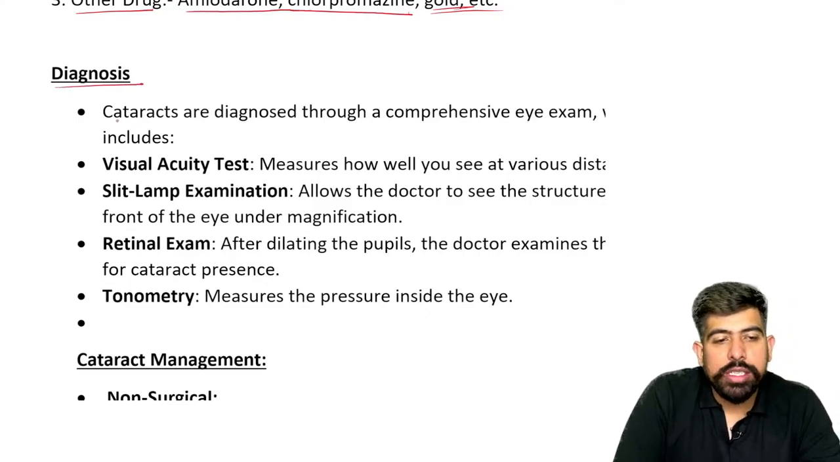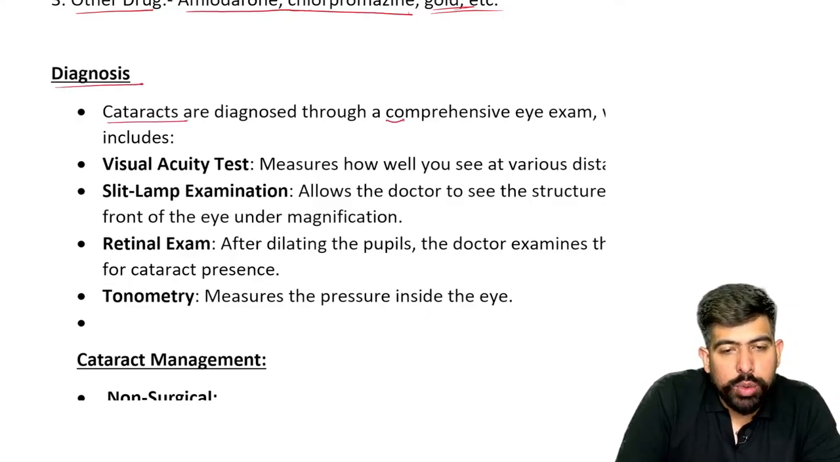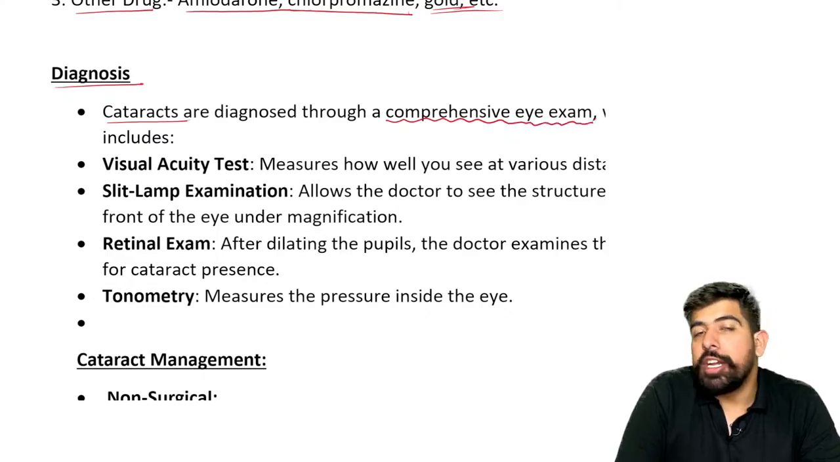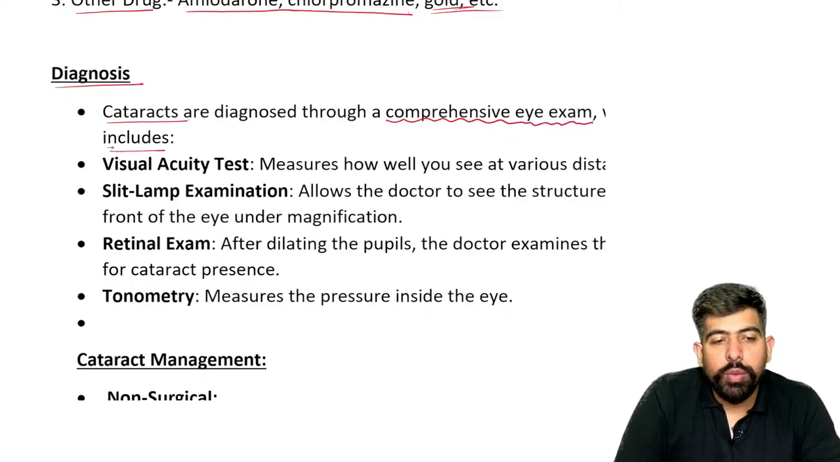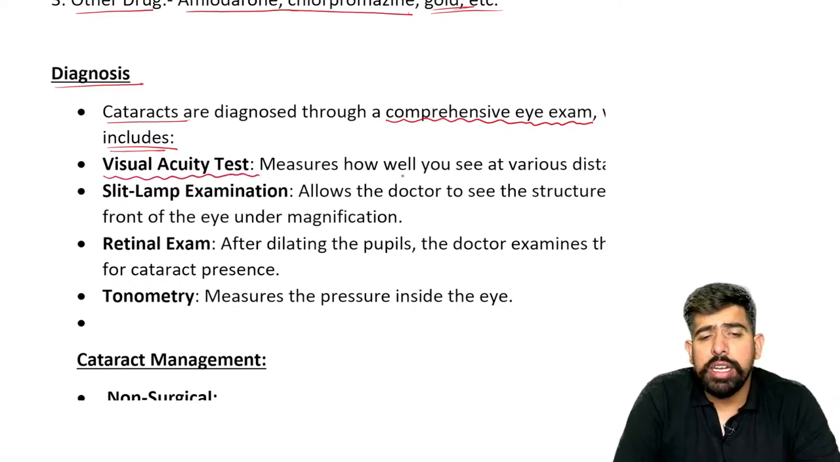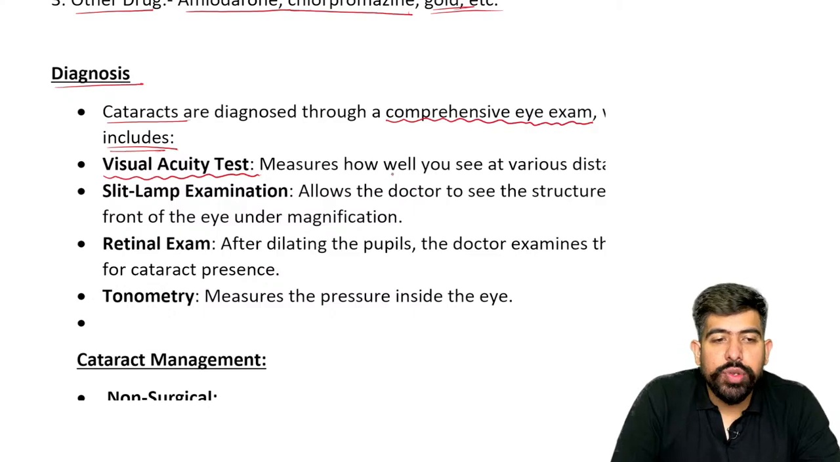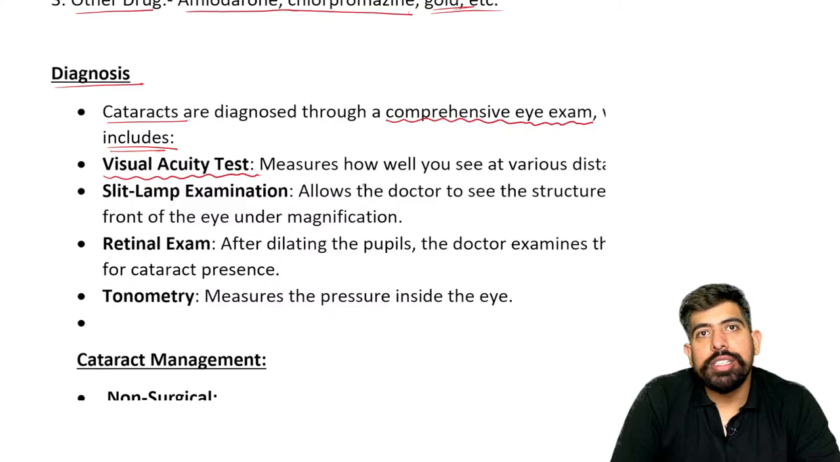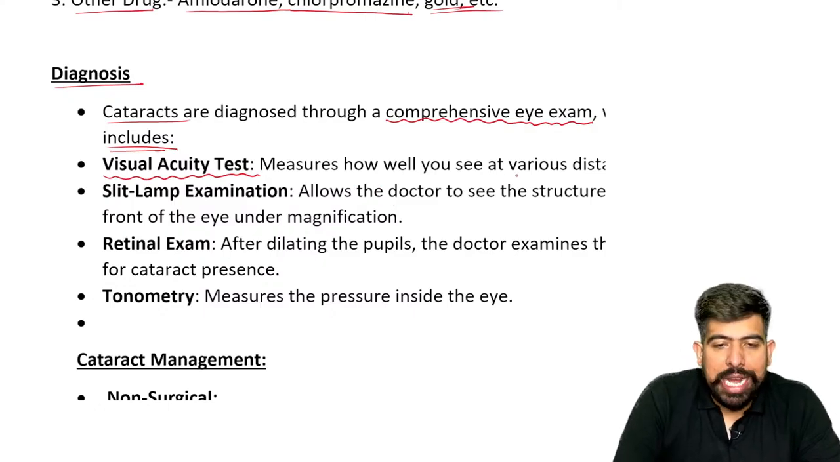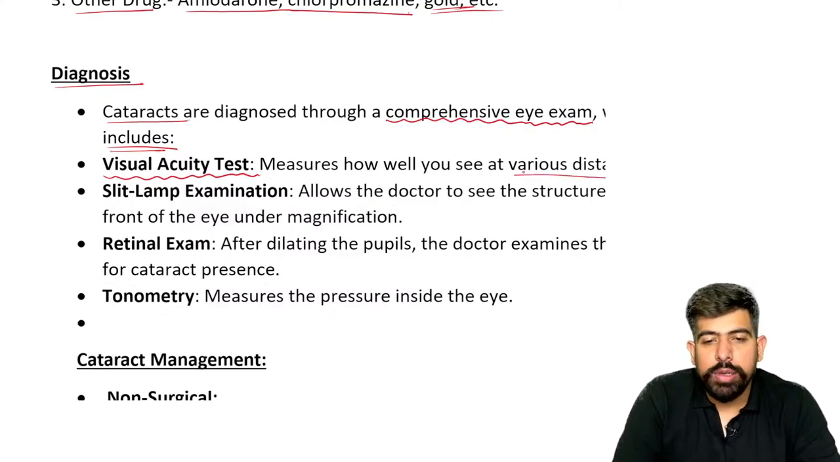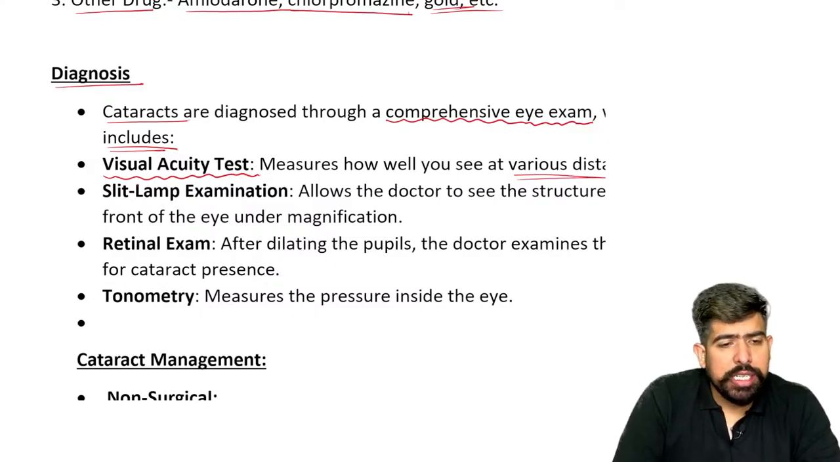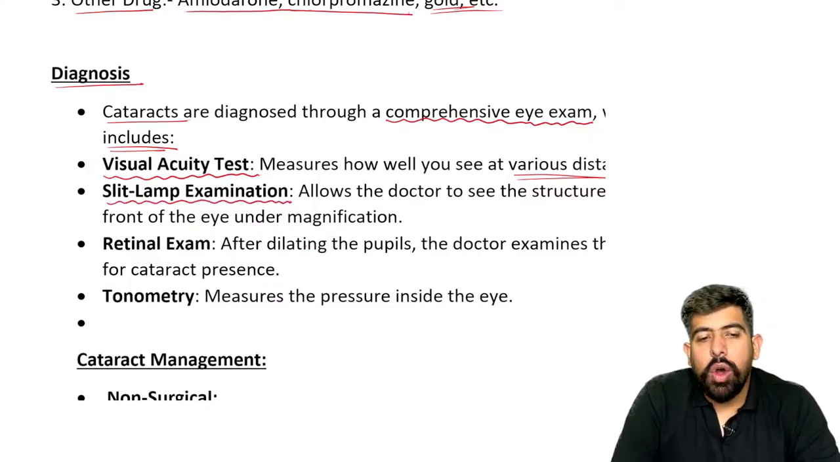For making the diagnosis of the cataract, we have to go through a comprehensive eye examination, right? Which includes your visual acuity test. First, we have to measure the person's visual acuity, right? How much is the eye disturbed? So we have to see from various distances. Also, we have to do the slit lamp examination.